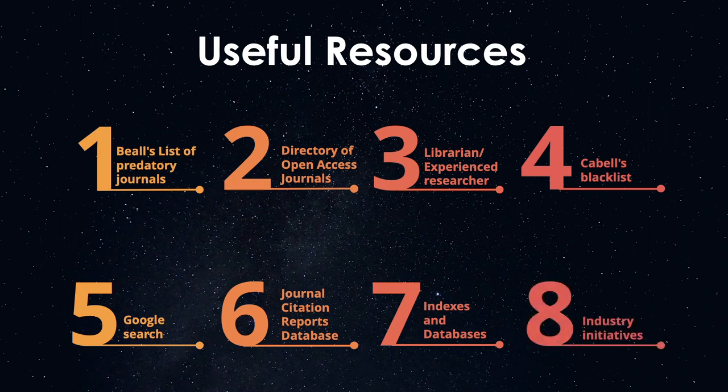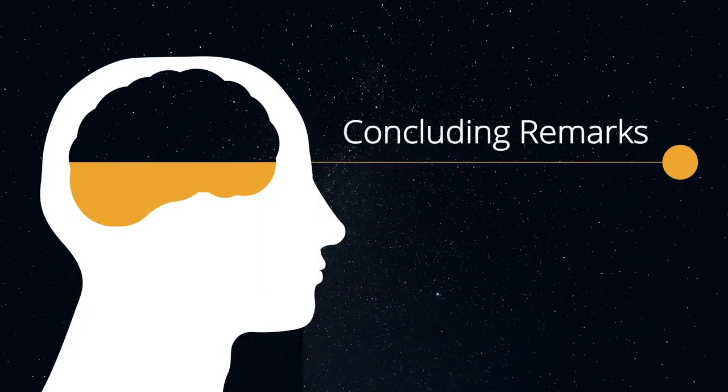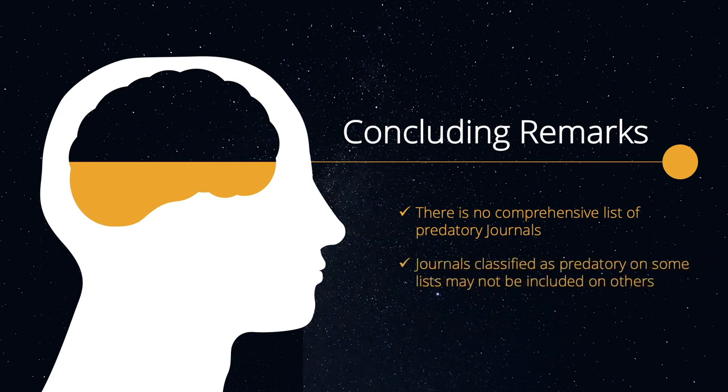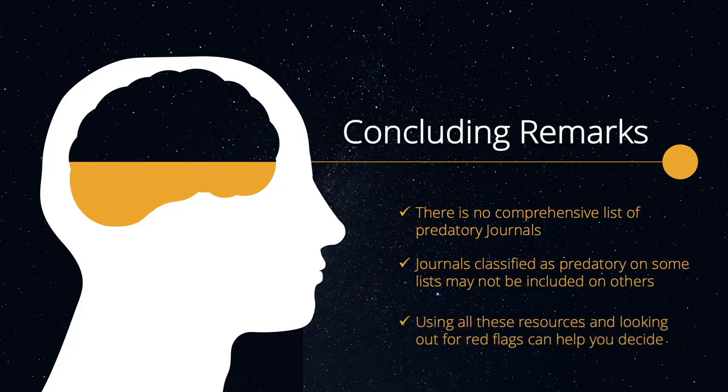And lastly, industry initiatives such as the Committee on Publication Ethics, COPE, Open Access Scholarly Publishers Association, OASPA, Journals Online Project, JOL, African Journals Online Project, AJOL. Once again, predatory journals are rarely included in these initiatives. Unfortunately, there isn't one comprehensive list, which you can refer to in order to determine if a journal is predatory. Journals classified as predatory on some lists may not be included on others. Therefore, using all these resources and looking out for red flags can help you come to a conclusion about the legitimacy of a journal.